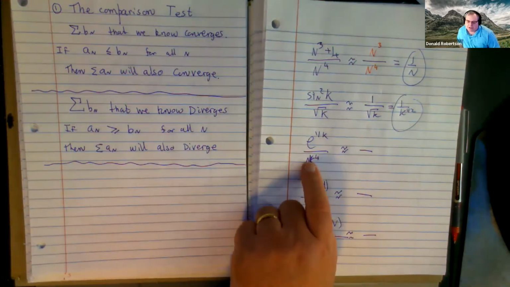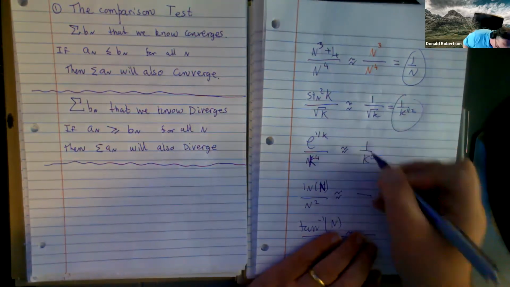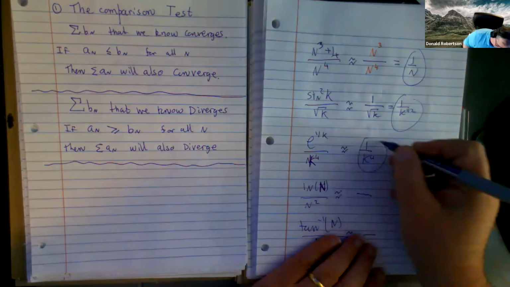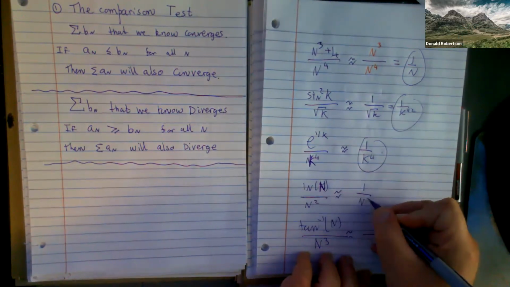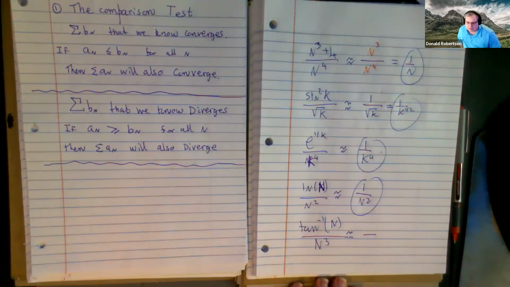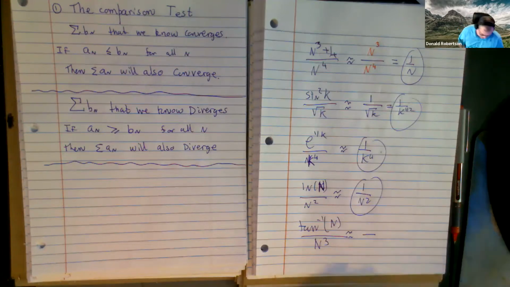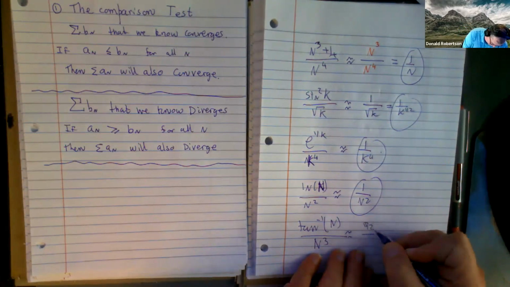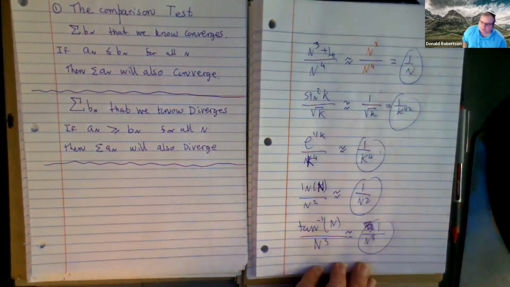e to the 1 over k over k to the 4. That's a p-series. Log n over n squared, 1 over n squared. There's your p-series. Inverse tan of n over n cubed. Right, the inverse tan, the biggest and best value it can ever be is pi upon 2, over n cubed. Or 1 over n cubed.